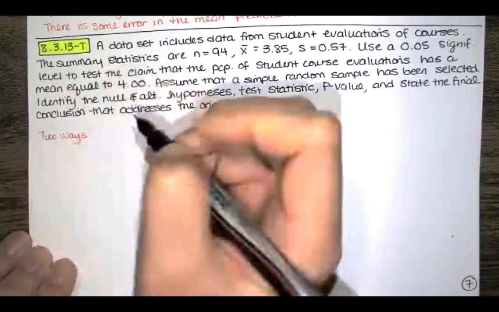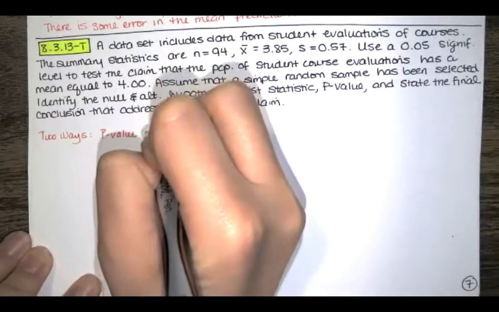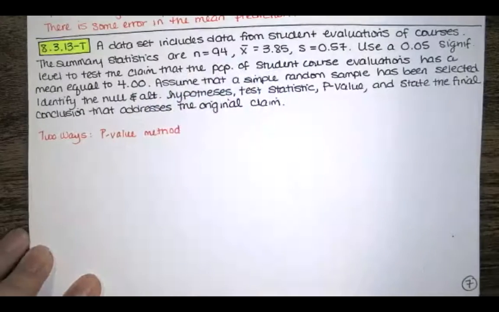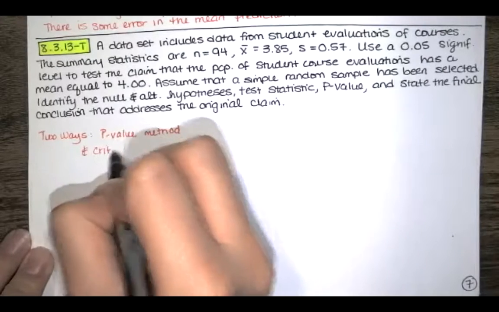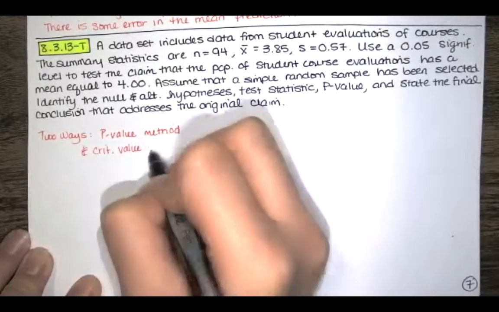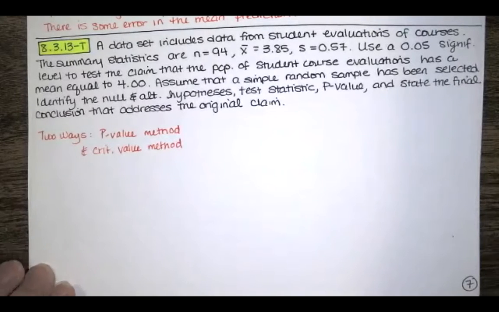We're going to test the claim in two ways. Once using the p-value method, because we are asked for the p-value in our homework assignment, but then we're also going to use the critical value method because that is the method that we would be using on an exam because we're not going to have access to Excel during an exam.